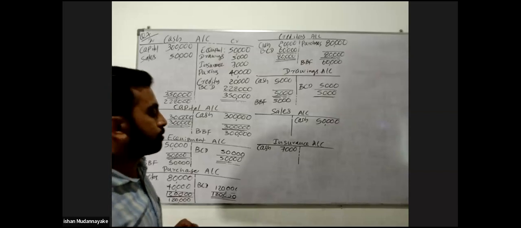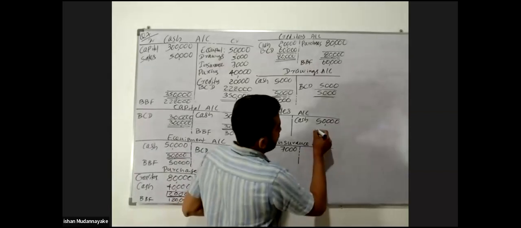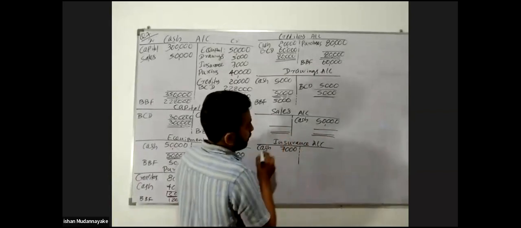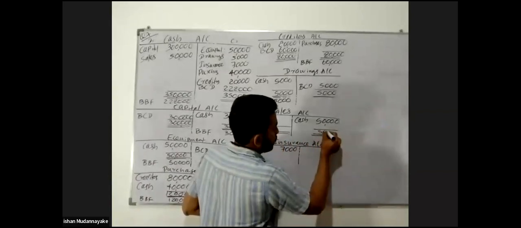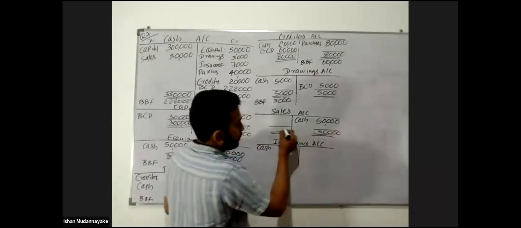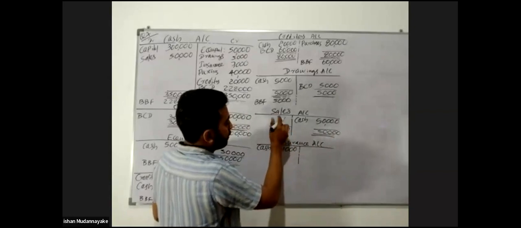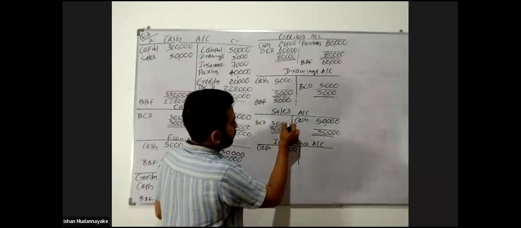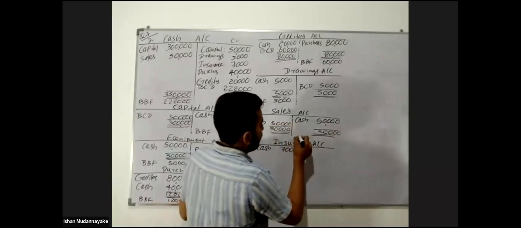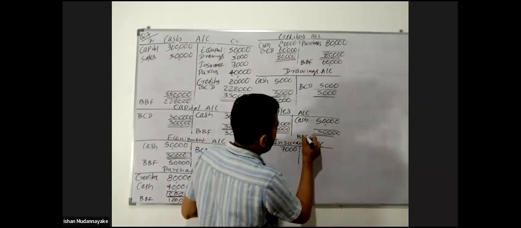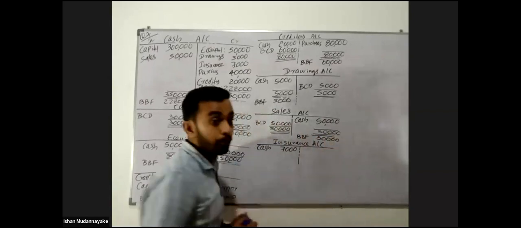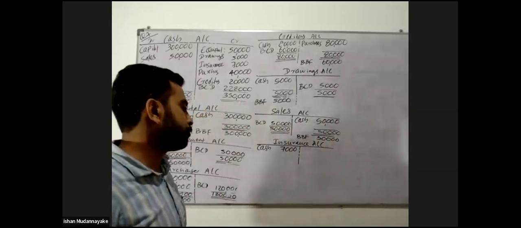Right. Sales account. Higher side is the sales account, credit side, 50,000. Transfer to debit side 50,000. And then no balance to bring down. So balance carried down 50,000, and then balance brought forward 50,000.